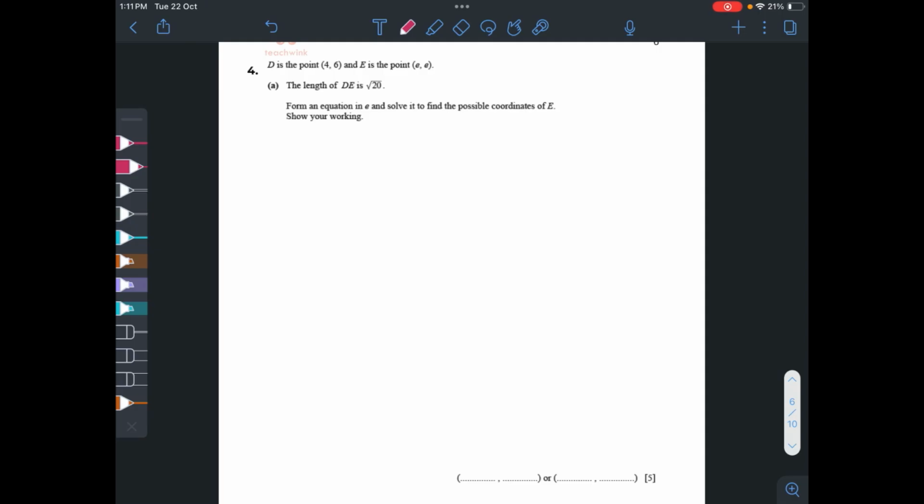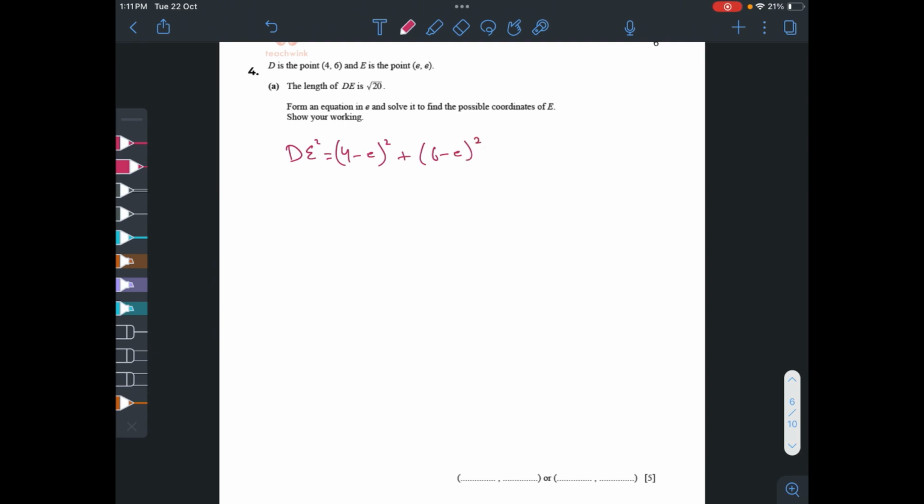Question 4 says D is the point (4, 6) and E is the point (e, e). The length of DE is square root of 20. Form an equation in e and solve it to find the possible coordinates of E and show your working. Okay. Now, in order to find the length of DE, you do DE square is equal to (4 minus e) whole square plus (6 minus e) whole square.